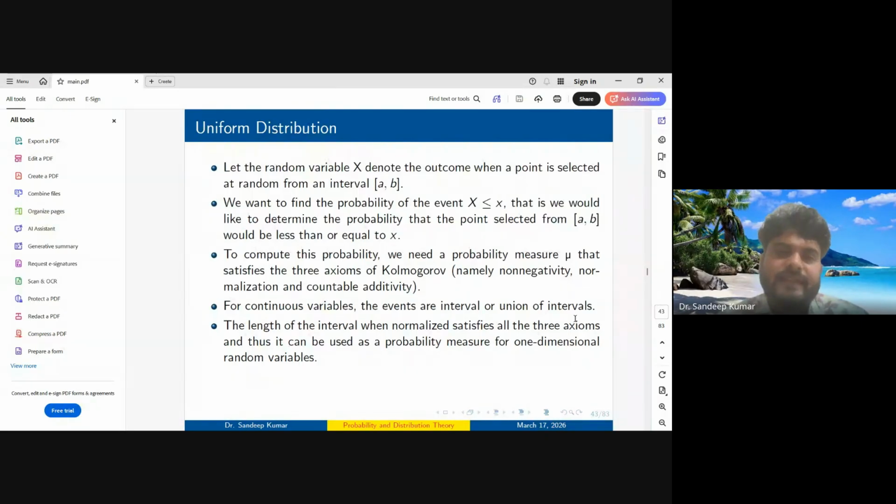Let the random variable x denote the outcome when a point is selected at random from an interval A, B. We want to find the probability of the event X is less than or equal to x. That is, we would like to determine the probability that the point selected from A, B would be less than or equal to x. To compute this probability, we need a probability measure mu. Here mu satisfies the three axioms of Kolmogorov, namely non-negativity, normalization, and countable additivity.